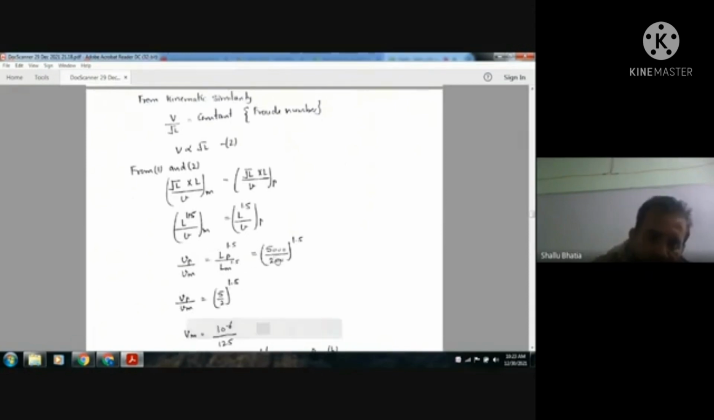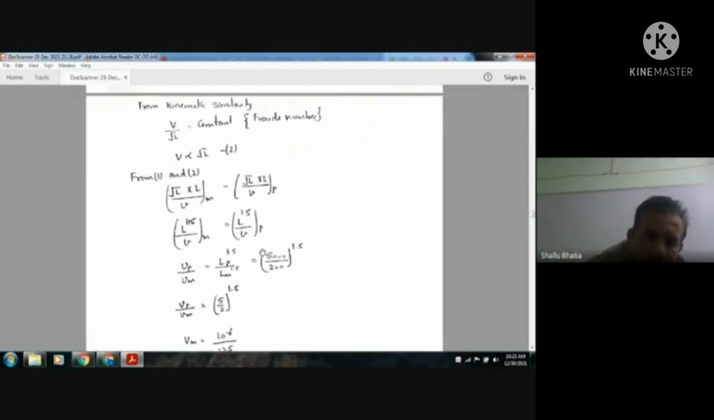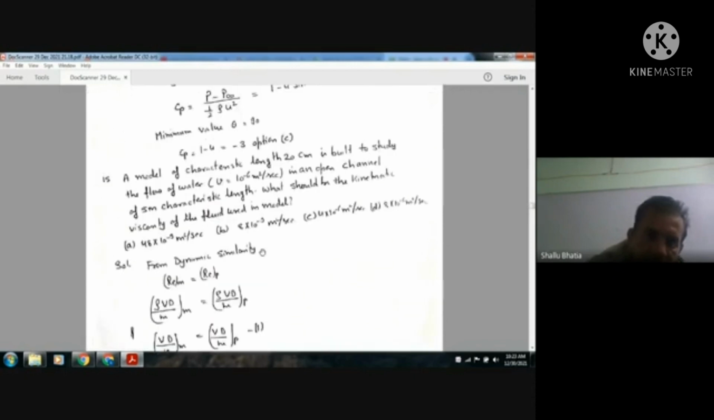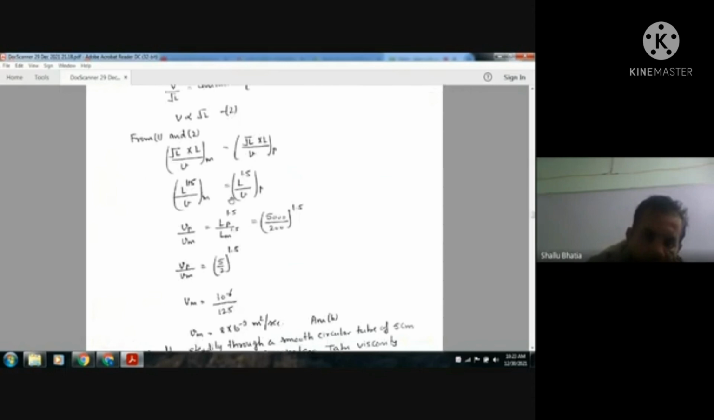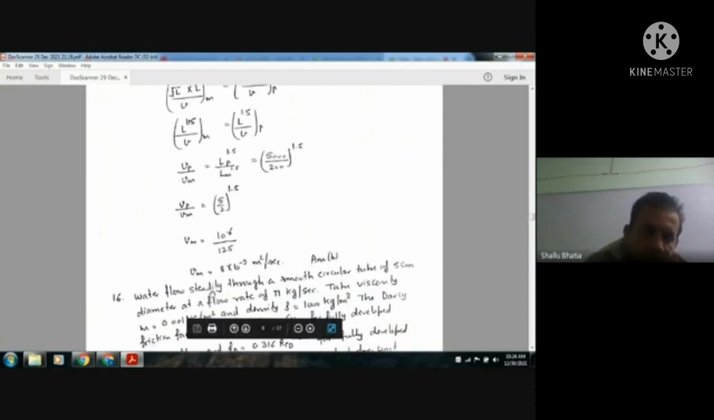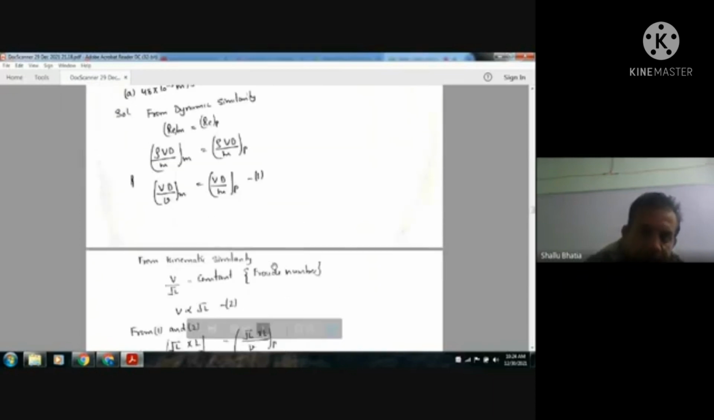So this is 5000 by 200, since L is given as 5000 and this is 200. So this will be 5 by 2. Putting the value of the prototype viscosity, you can get the kinematic viscosity of the model. That is 8 into 10 power minus 9 meter square per second. So option D is the answer.